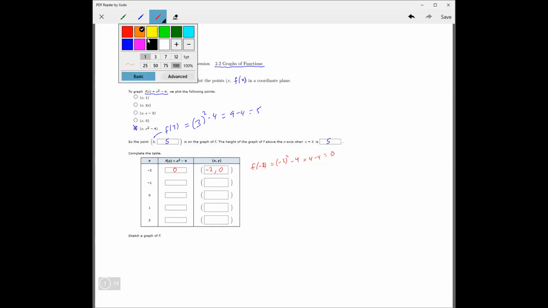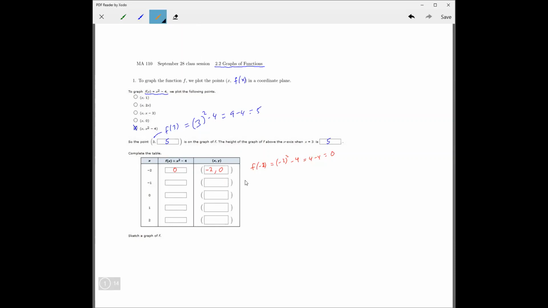Then -1. Here you would calculate f of -1. That's going to be -1 quantity squared minus 4, which is 1 minus 4, which is -3. So that means the point -1, -3 is going to be on the graph. And so on, you continue with each of these. F of 0 is 0 squared minus 4, which is -4, which means that 0, -4 will be on the graph.